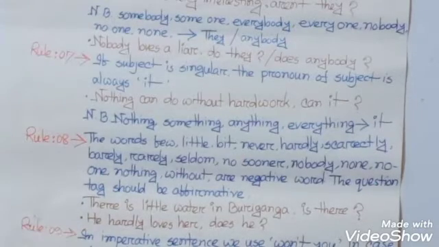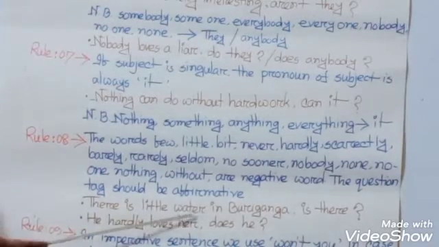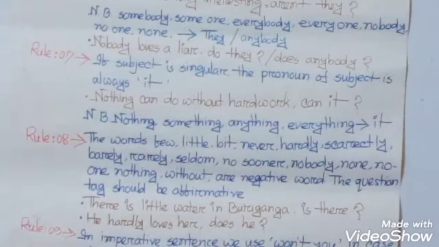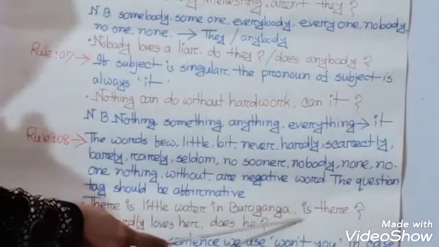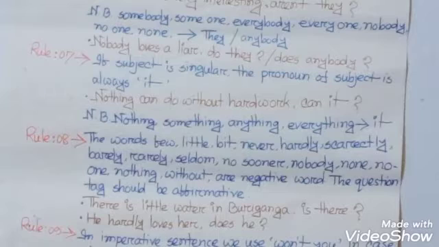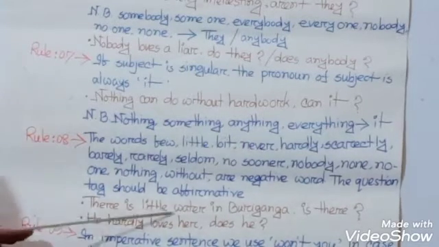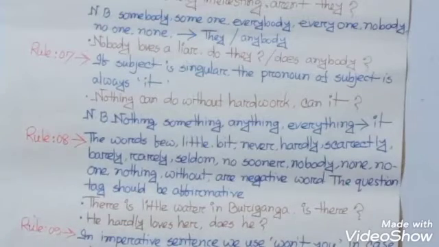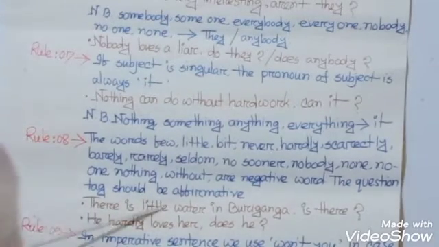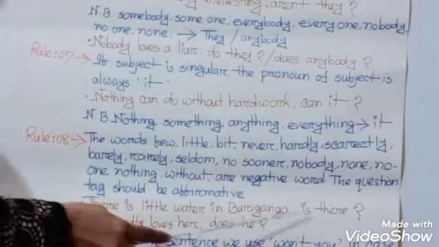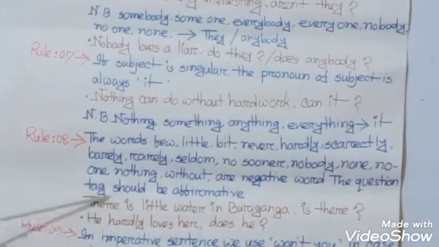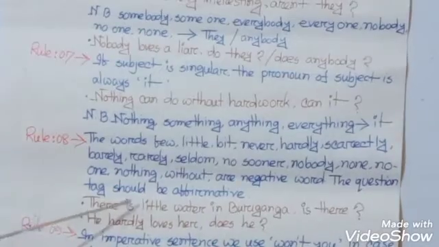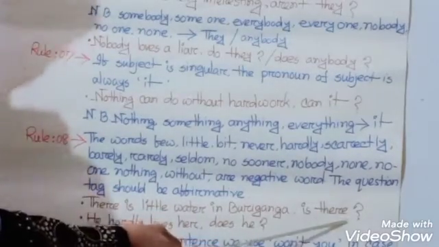Let's have an example. There is little water in Buriganga. Okay? Here we find auxiliary verb is. So we use is. This is a negative sentence because this sentence has the word little. Little is a negative word. So is, and subject is there. So, is there?